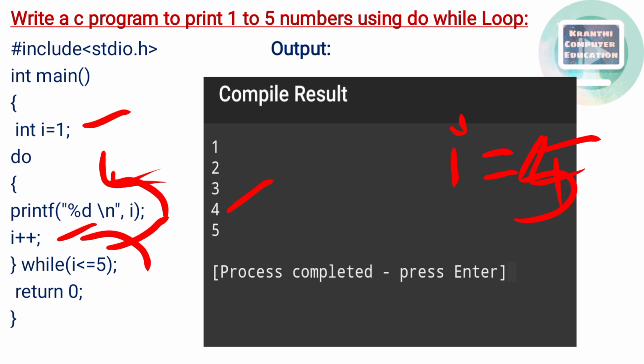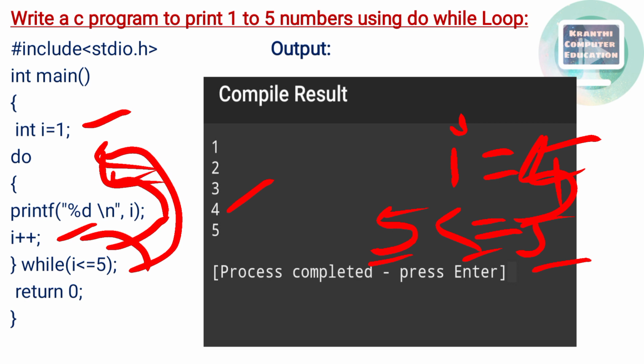Next it goes for the condition i less than or equals to 5. So 5 less than or equals to 5, 5 equals 5, so the condition is true. So the loop will be executed again. The statement is printf, it is going to print the value of i. The value of i is 5 here, so 5 is printed on the screen and then the next increment operation will be done. So now the i value becomes 6 here.